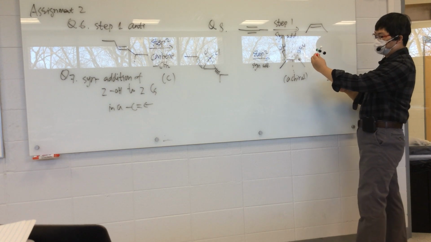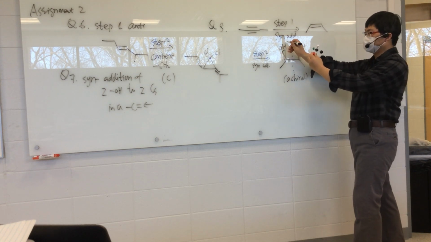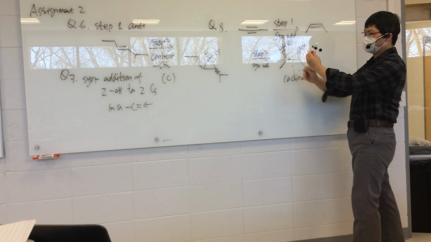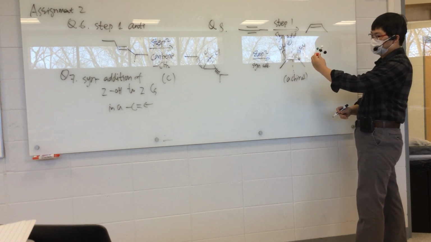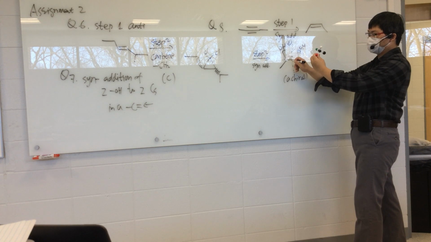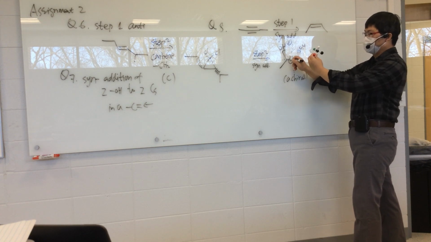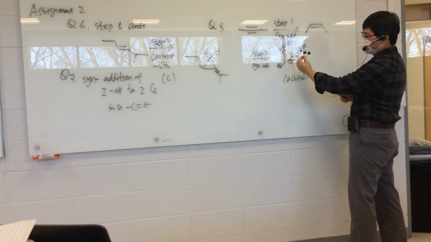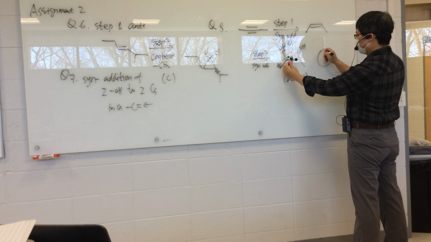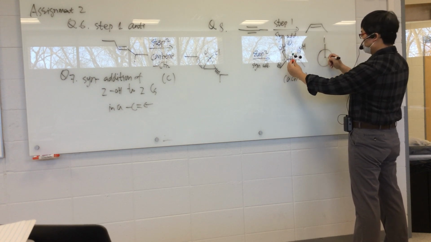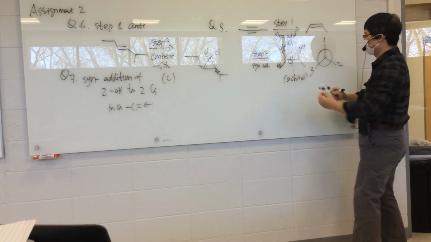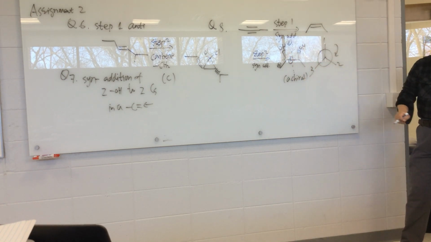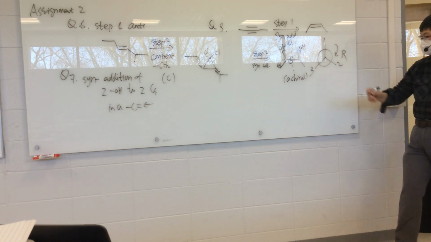Okay, then we can draw. Surely this priority number is 1, right? It has the highest priority. What about these 2? This should have the second highest, right? This group. And this should be the 3. So if you look at this way, the OH group on top, 1, 2, 3. So this is clockwise, then it's R. So this one should be R.